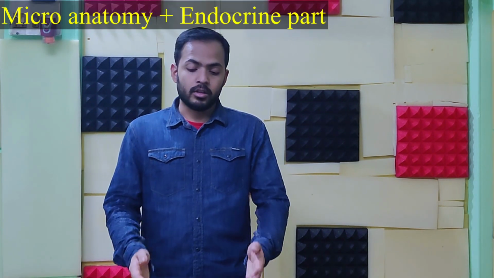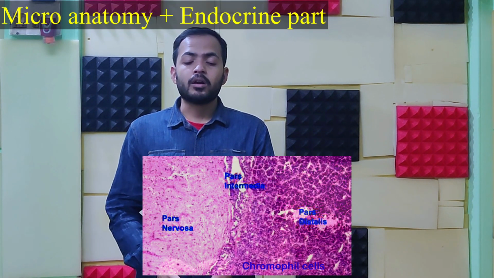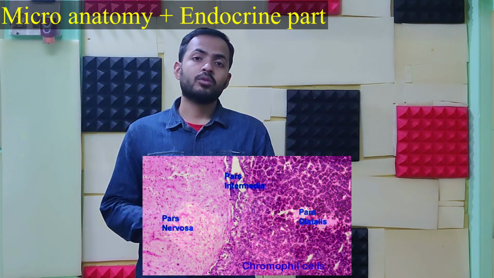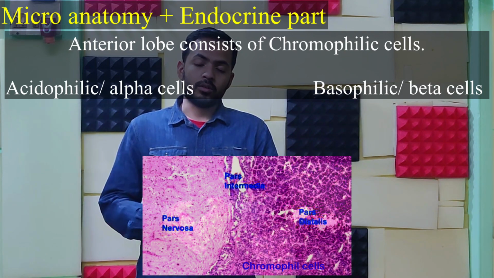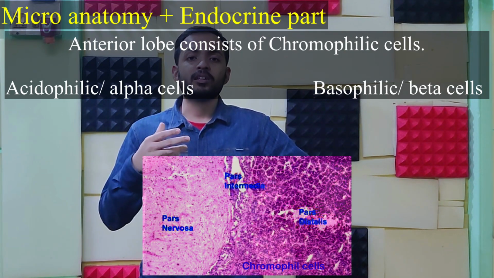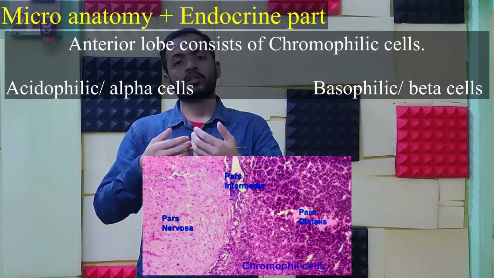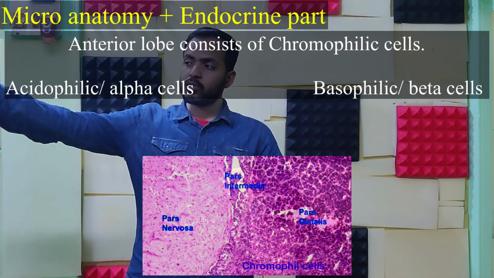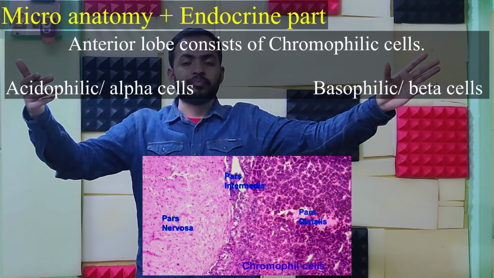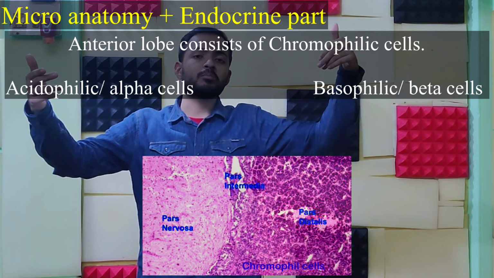That's it. Now, in the microanatomy, as you can see in this photo, first of all I'm going to talk about the anterior lobe. This anterior lobe consists of a very special type of cell known as chromophilic cells. These chromophilic cells have two types: acidophilic and basophilic. Acidophilic cells are also known as alpha cells, and basophilic cells are also known as beta cells.